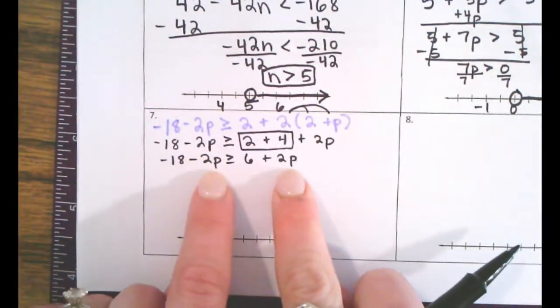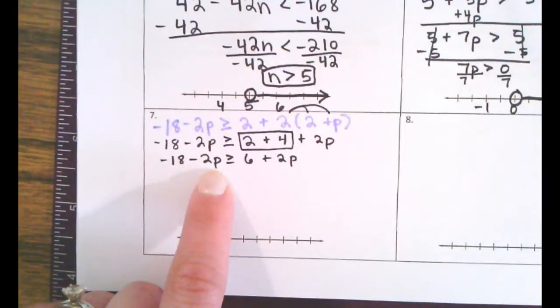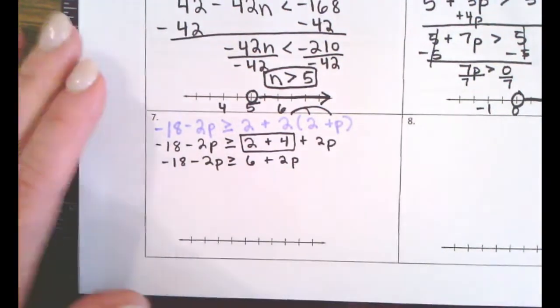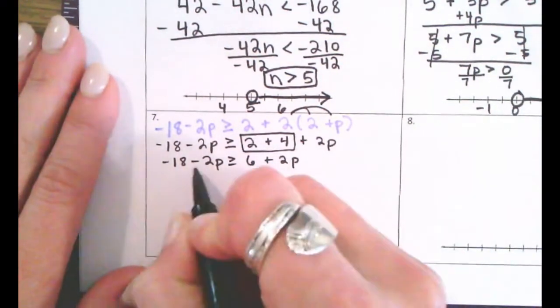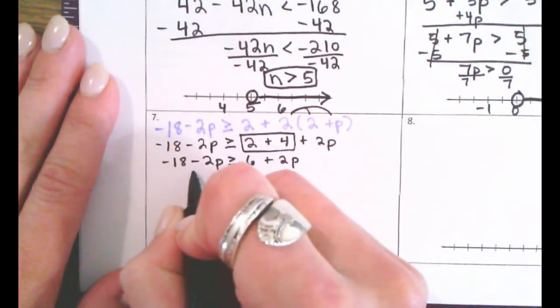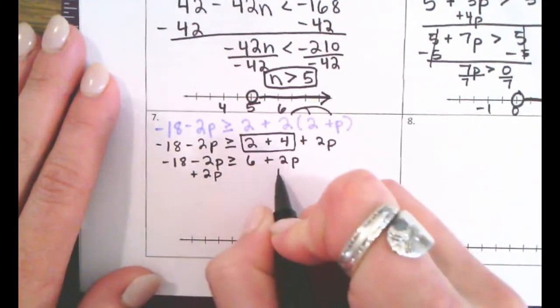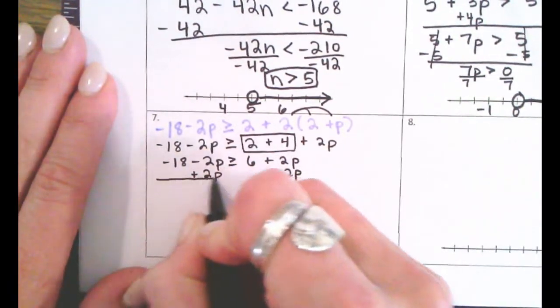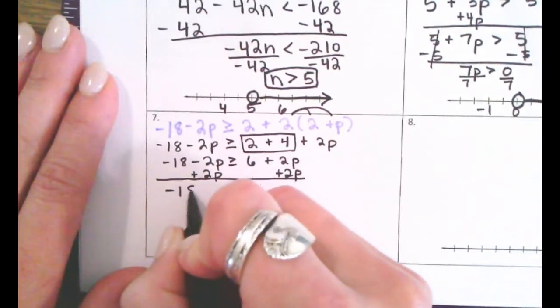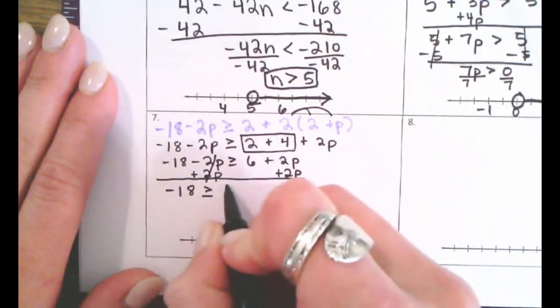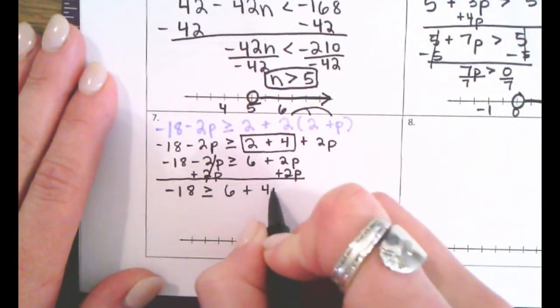Variables on both sides. Negative 2 is smaller than positive 2. So I'm going to start by moving this to the other side of the inequality. Since it is subtracting, I'm going to add it to both sides. Negative 18 greater than or equal to 6 plus 4p.